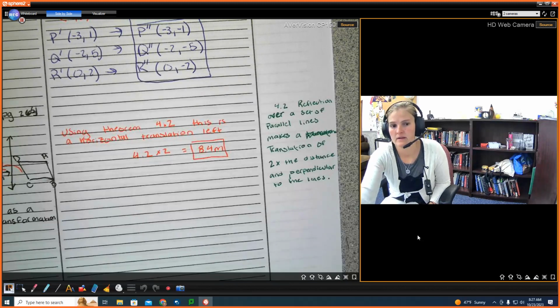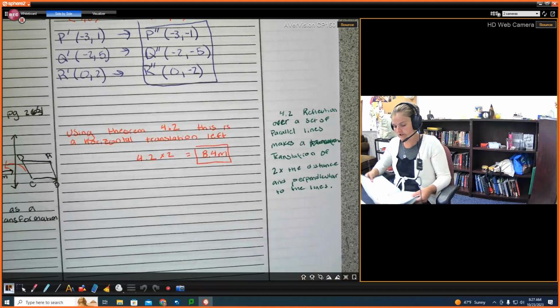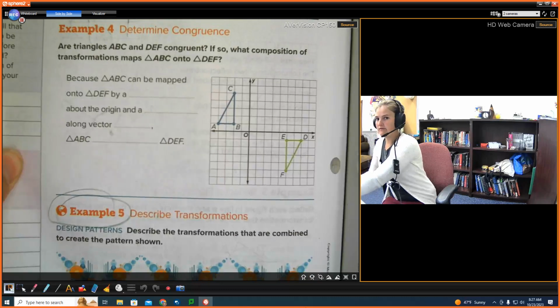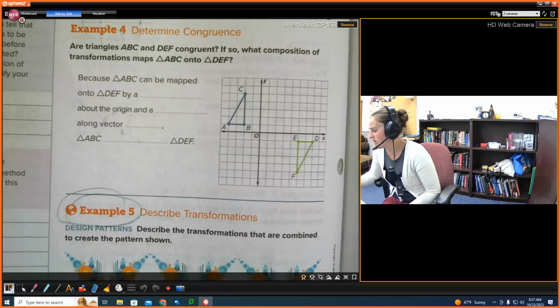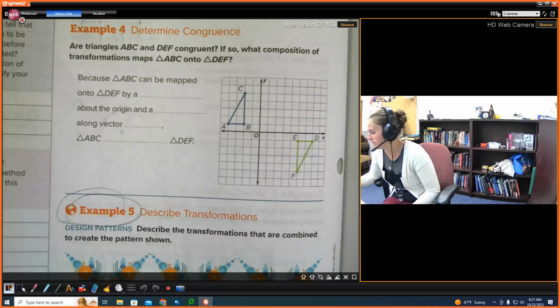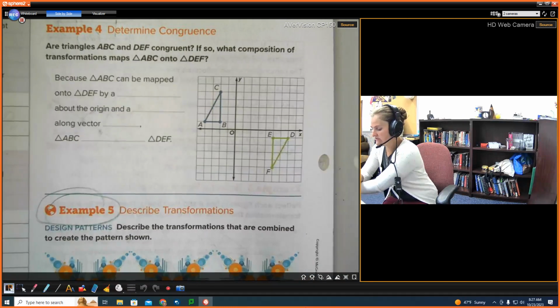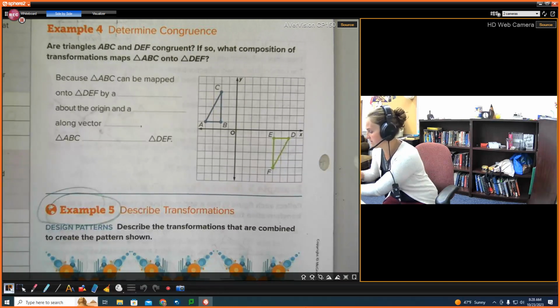Okay. The last thing before we move to the next section is we're just going to look at example 4 and example 5 on page 264. So example 4 says to determine congruence. It says, are triangle ABC and DEF congruent? If so, what composition of transformations can map ABC to DEF? So if something is congruent, you should be able to map it using transformations.